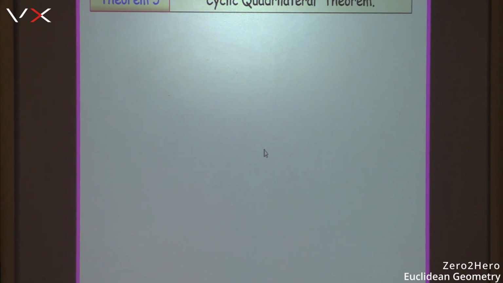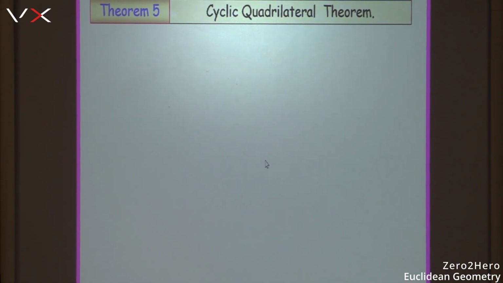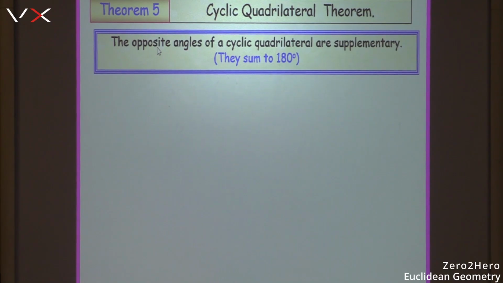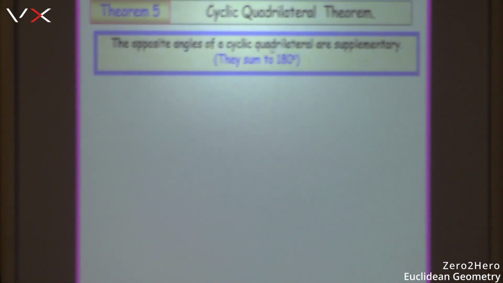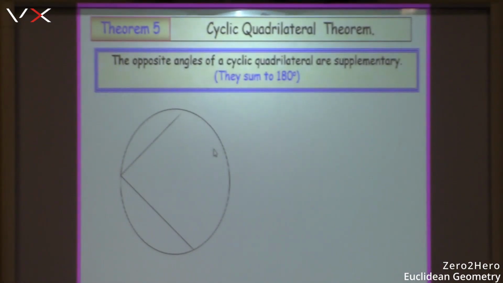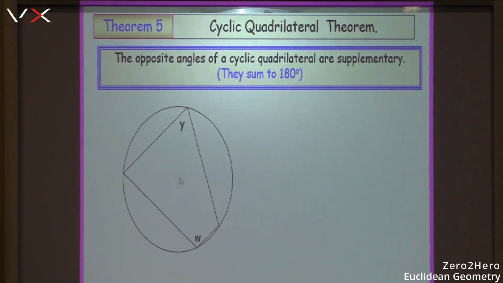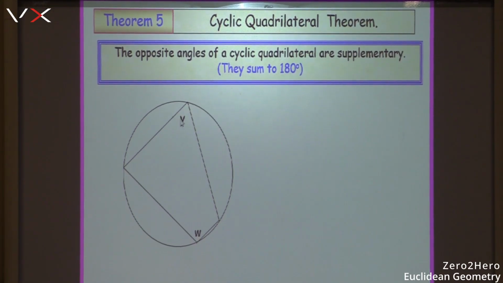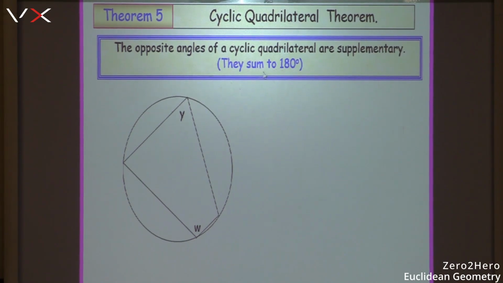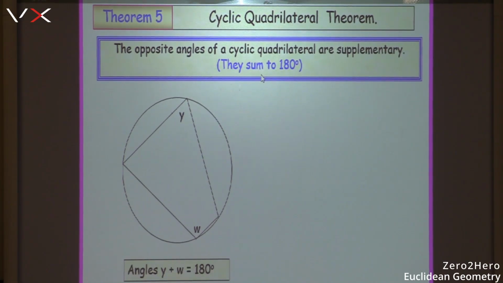And let's go to the cyclic quadrilateral theorems. There are only two. The sum of opposite angles of a cyclic quadrilateral are supplementary, or they add up to 180. Let's create it. That's a cyclic quad. These are the two angles that I'm talking about. The theorem says if I add these two, I will get 180. So Y plus W is equal to 180.